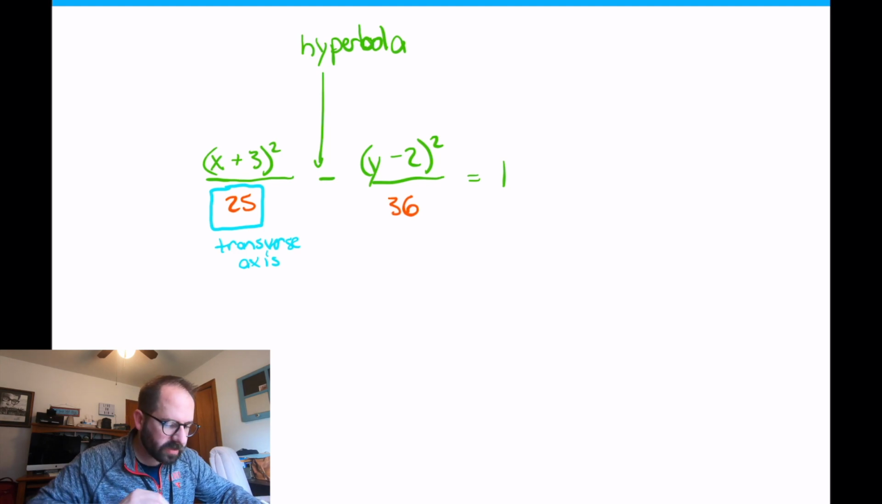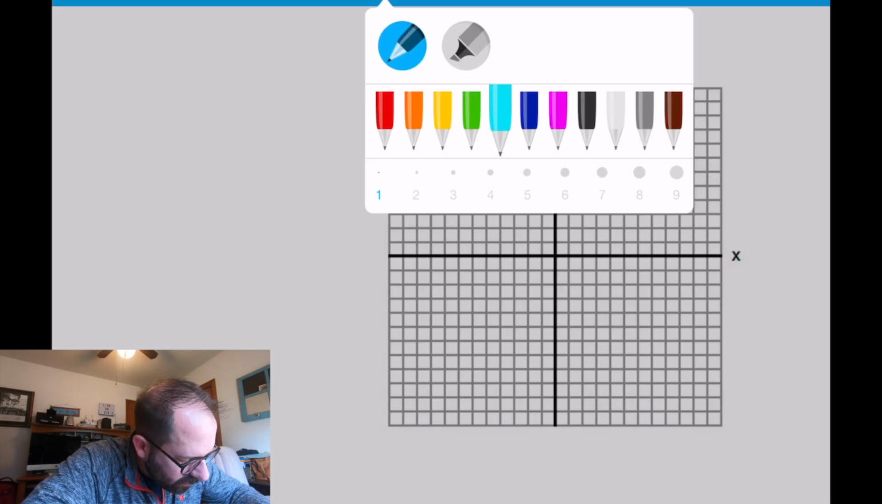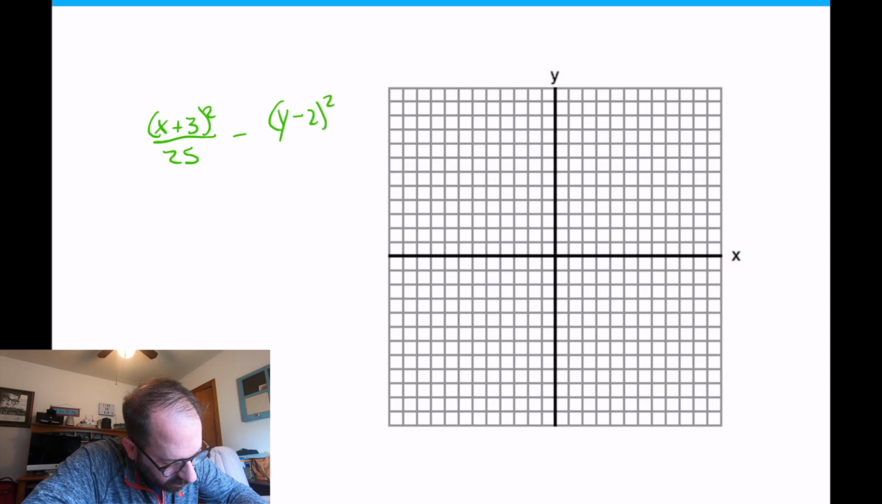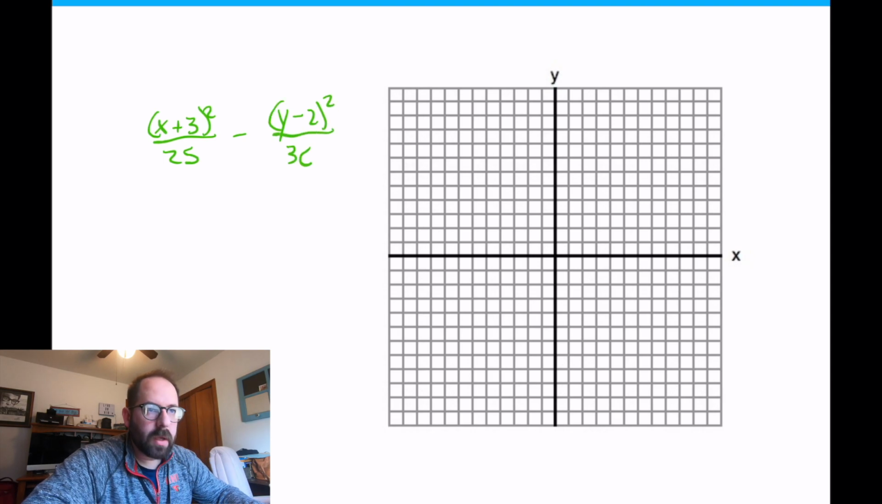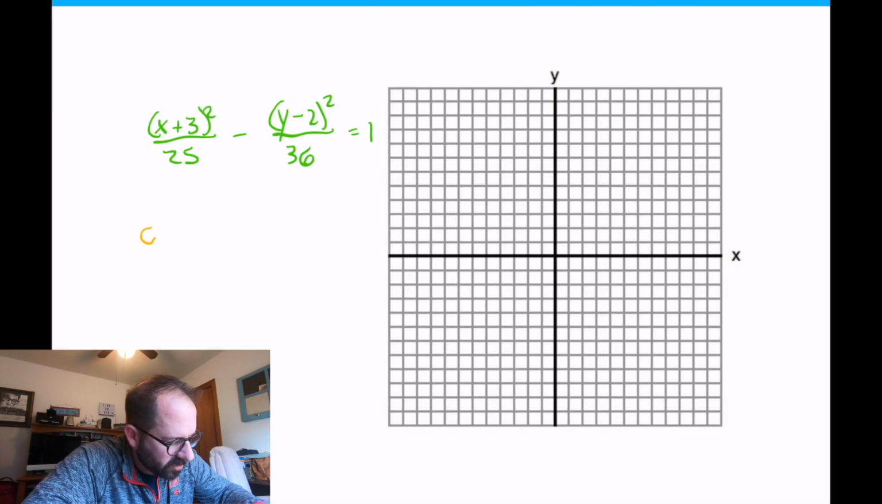Okay, let's go draw this thing so we can get our one example today, and then we'll call it a day. So we have x plus 3 squared over 25, minus y minus 2 squared over 36 equals 1. The center is still found the exact same way, the center of my hyperbola. So where's the center going to be on this one?